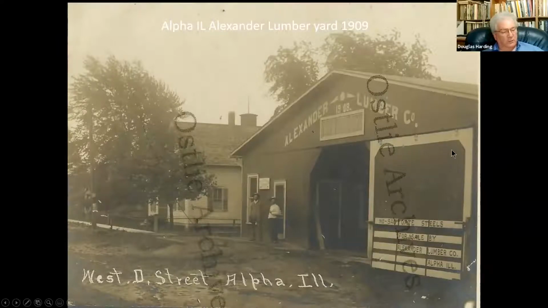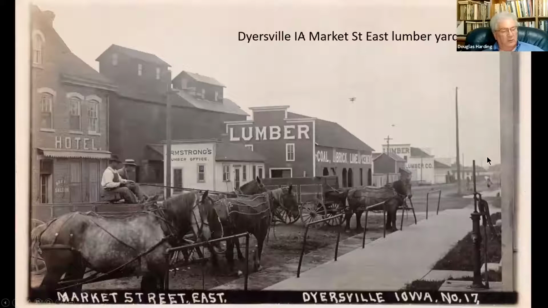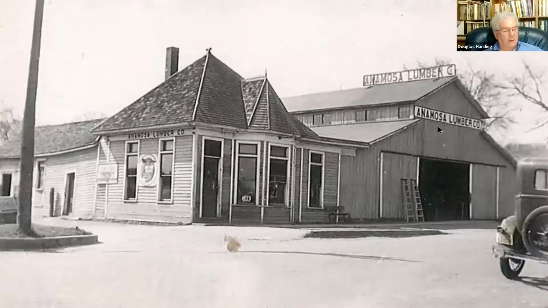So this is Dyersville, Iowa. Got the grain elevator, so you know the railroad's right around there. There's a lumber yard here and another lumber yard here. Armstrong's lumber office, coal, brick, lime, and cement. The teams of horses here ready to pick up supplies. Anamosa Lumber Company, again, the shed with the two wings, center aisle, and a small office building with the scale out front.